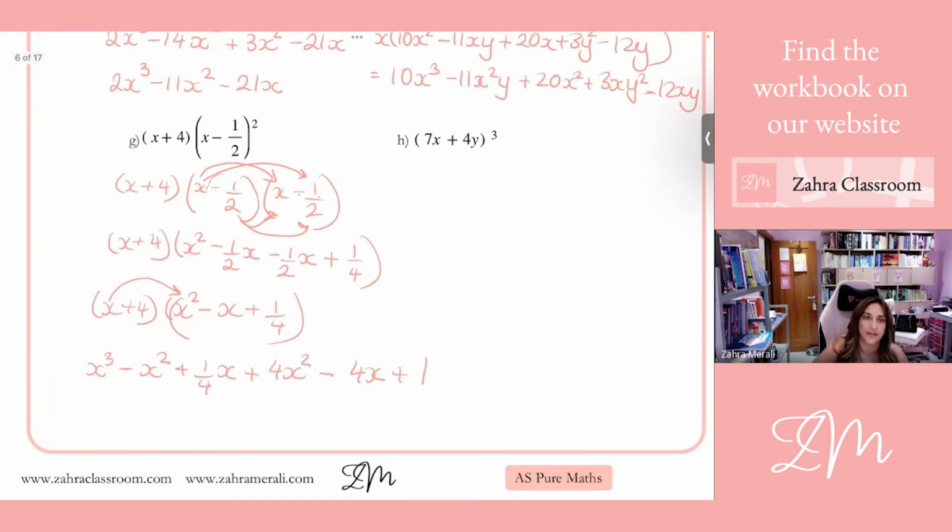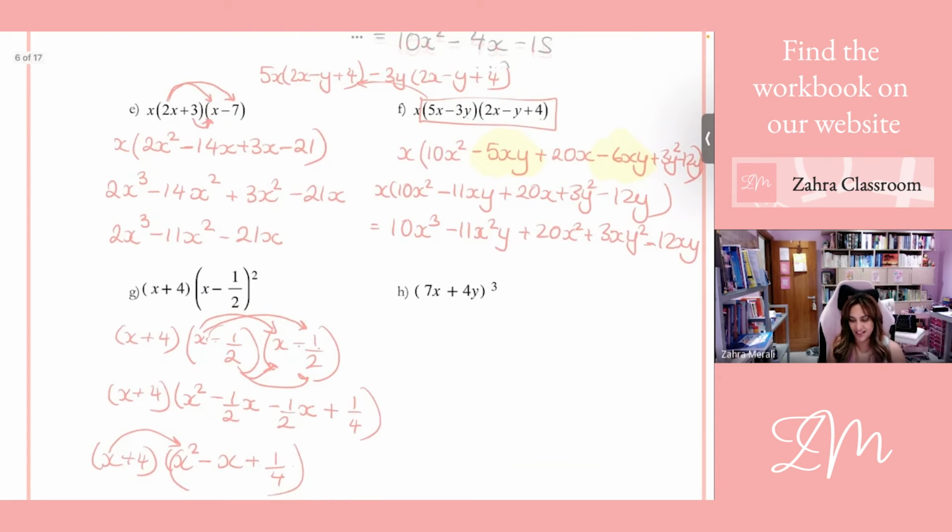Now I want to put like terms together. So I've only got 1x cubed. I've got minus x squared and plus 4x squared, so I get plus 3x squared. I've got 1/4, so a quarter minus 4, which is going to give me minus 3 3/4, which is minus 15/4, plus 1.